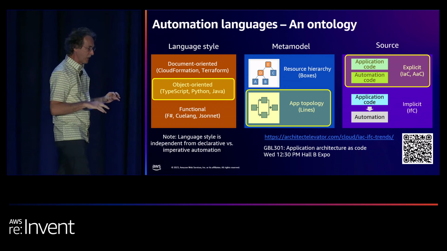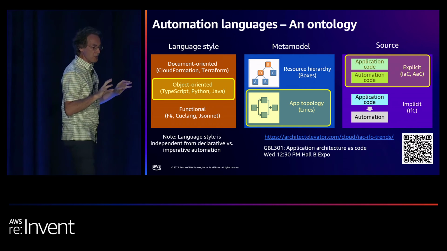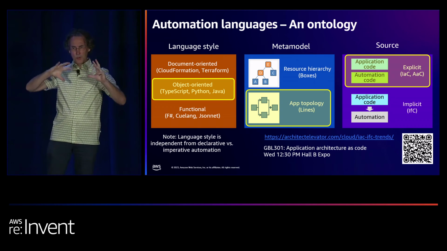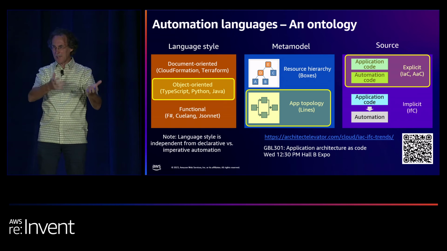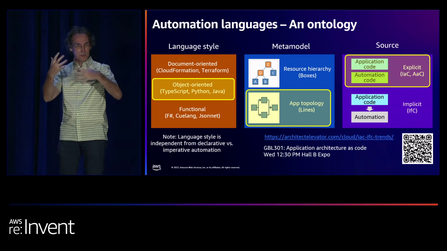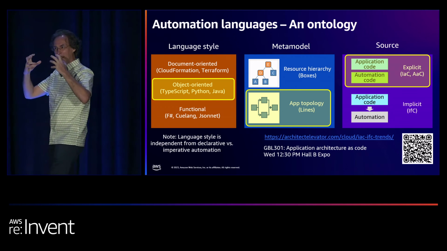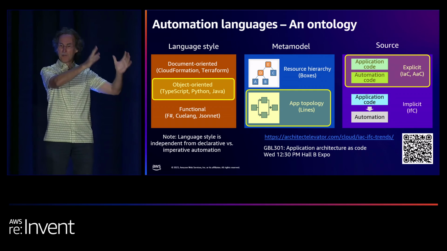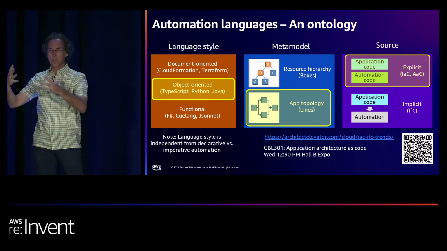Very, very interesting area. One of the key considerations here is, do you want your automation to be implicit or explicit? Do you want it to be automatically derived from your code, or do you rather want to explicitly say, hey, that's my functionality and here's my topology?